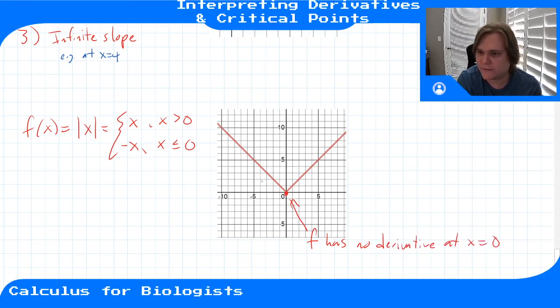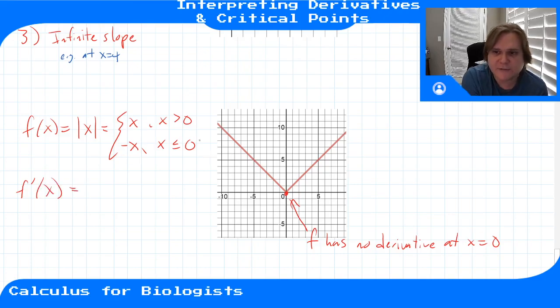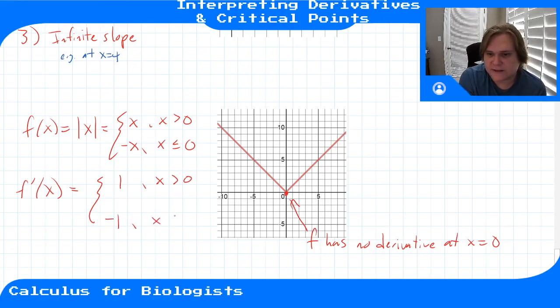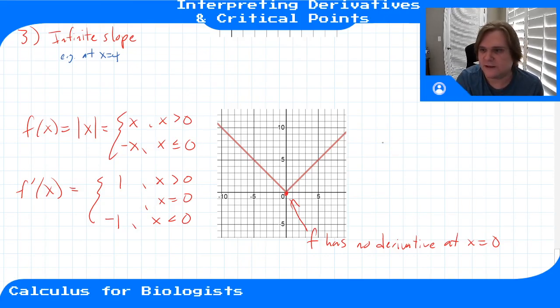You have a sharp corner. If I take the derivatives, I can take the derivative of each side separately. That'd be 1 for x bigger than 0. The slope is just 1. This is just a straight line with constant slope, so the derivative is 1. It's negative 1 for x negative, also a straight line. But then at x equals 0, what would the derivative be? The derivative has to be one smooth value between the two of these, so it can't jump from 1 to negative 1. It can't just pass through 0 or something. It's really either negative 1 or 1.